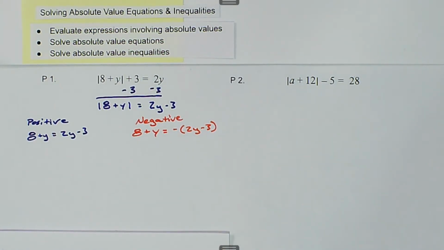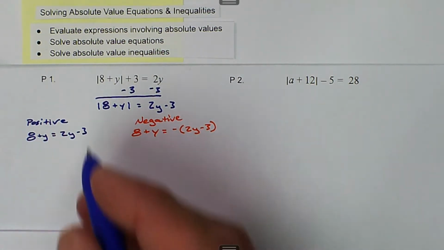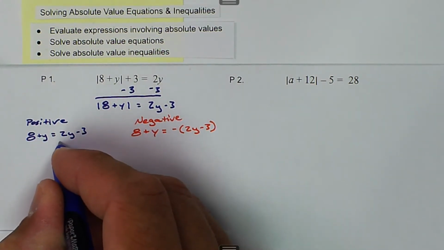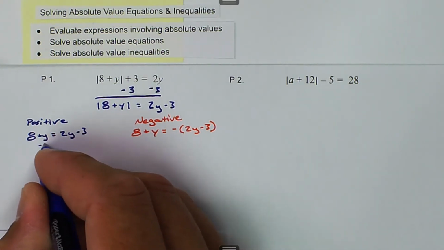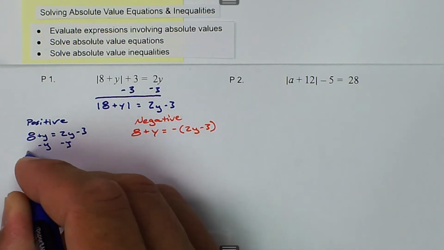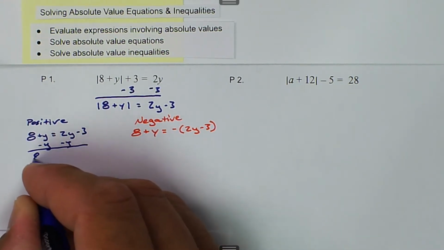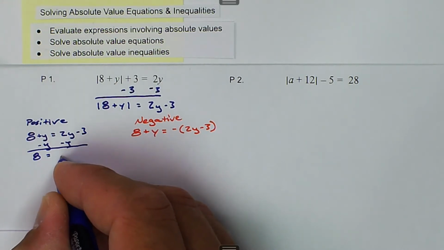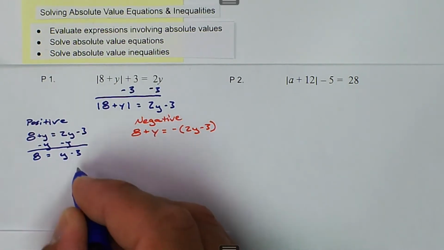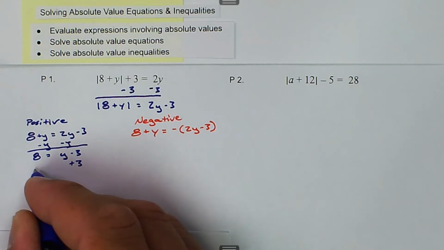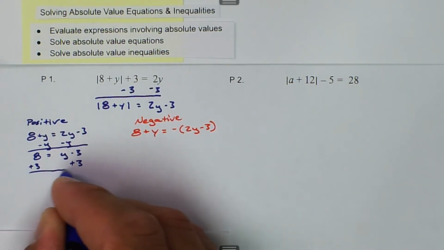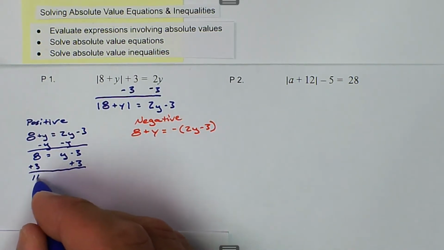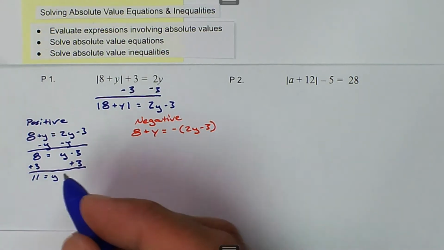And then we can just go through and solve these two equations. The first thing we do is subtract 2y. Let's subtract y. And then we get 8 is equal to y minus 3. And then we can add 3. And then we get 11 is equal to y.